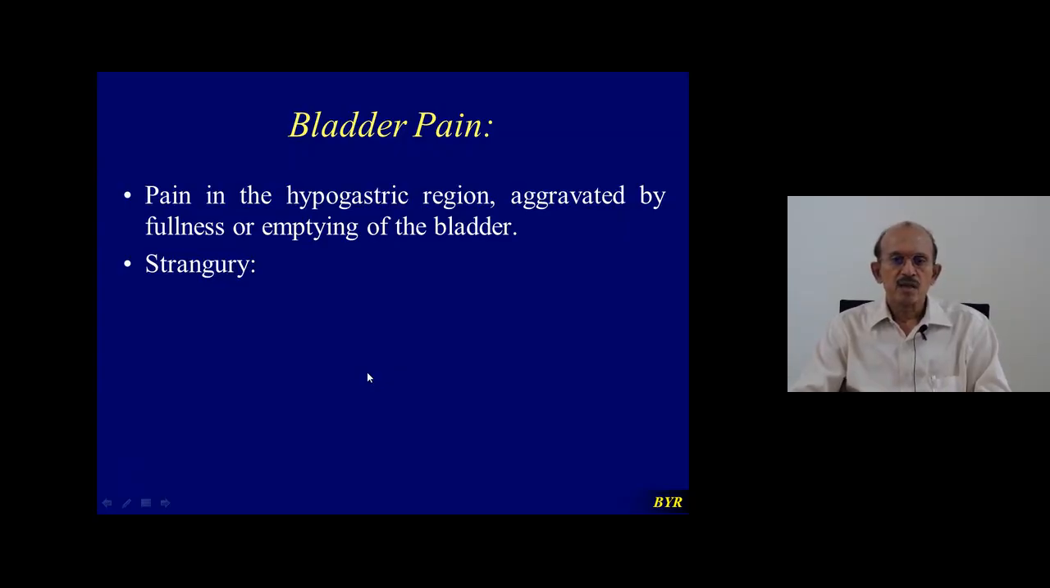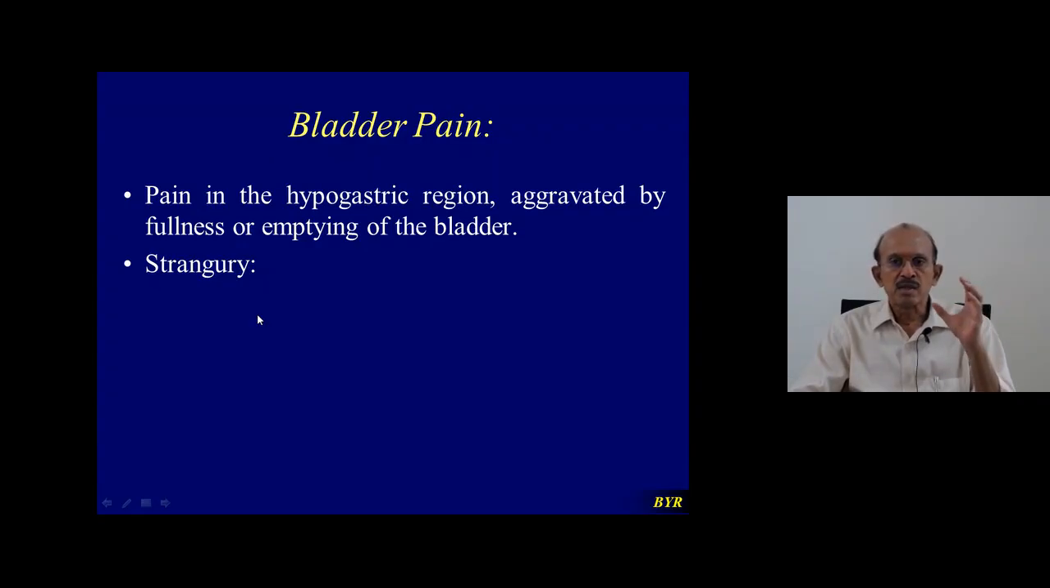Strangury. It is a type of severe bladder pain. Whenever the bladder pain is mainly because of inflammation of the mucosa of the bladder. Strangury is inflammation of the mucosa as well as the muscle coat of the bladder. So the muscle also is very much irritated, inflamed.